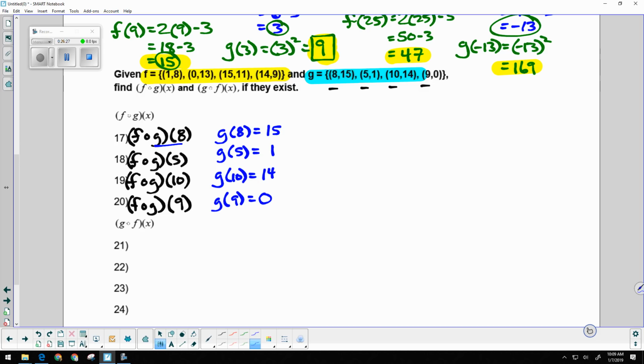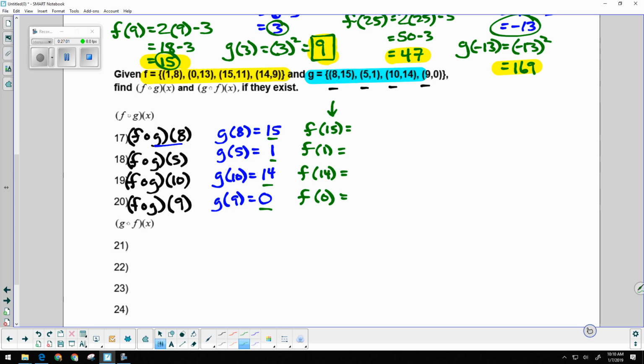Then we are going to jump to the function f. We're going to use the y-coordinates of my g function and plug those into my f function. So it looks like this. We're going to use these numbers now and plug them into f of x. So f of 15, what does that equal? F of 1, what does that equal? F of 14, what does that equal? And then f of 0. Remember, these are x-coordinates. Well, what's the y-coordinate that goes with them?